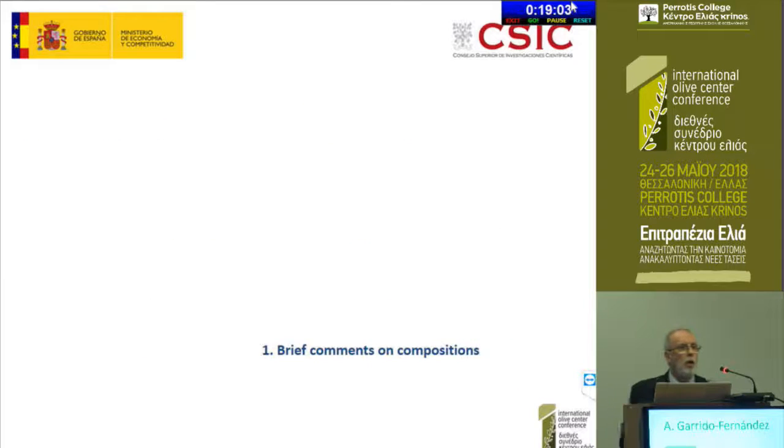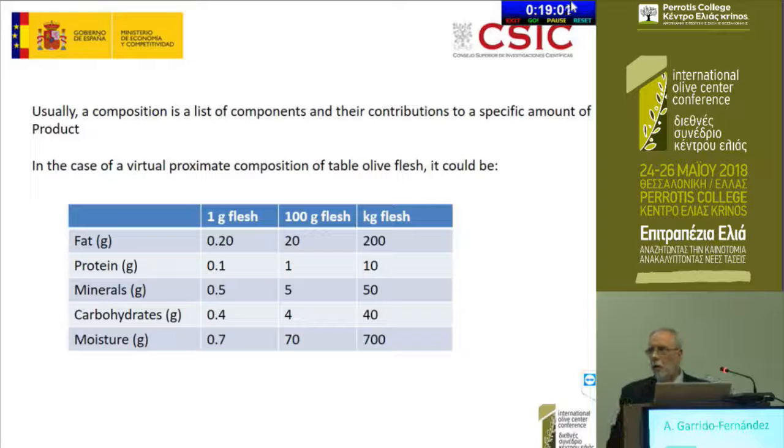Well, first I would like to think a little about what a composition, a table of composition, is. A table of composition has three main characteristics. All the values are positive values. The second, the absolute amount depends on the reference amount we are taking into consideration. And third, there are no independent values.